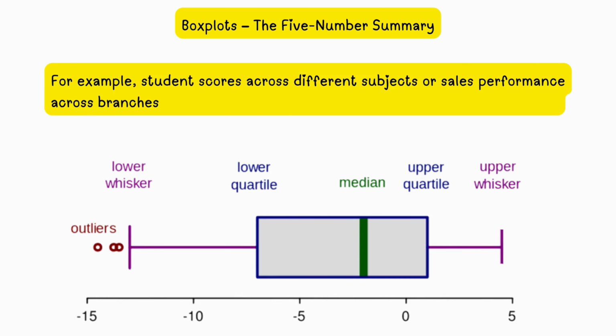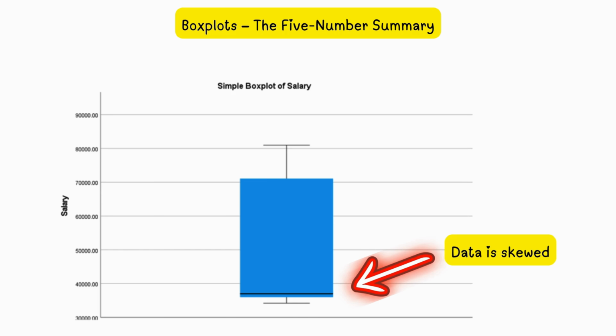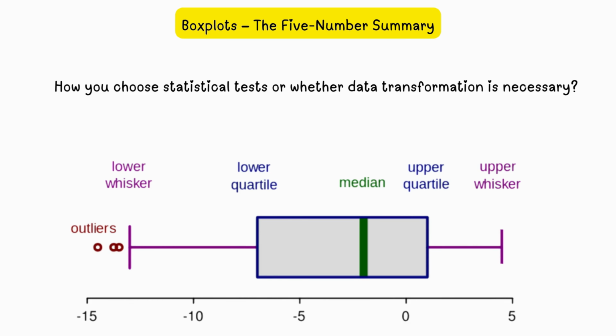For instance, if the median is closer to the bottom of the box, or if one whisker is noticeably longer, your data might be skewed. In this case, you can see that the median is towards the right of the box, or towards the upper quartile of the box, while the lower whisker is longer than the upper whisker. This can guide how you choose statistical tests or whether data transformation is necessary.